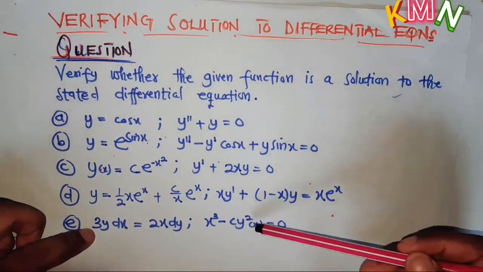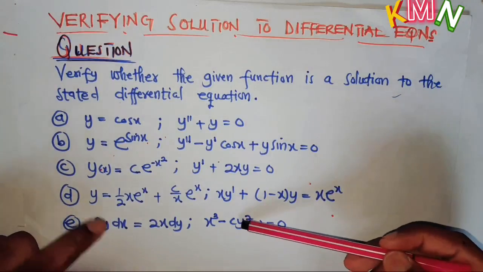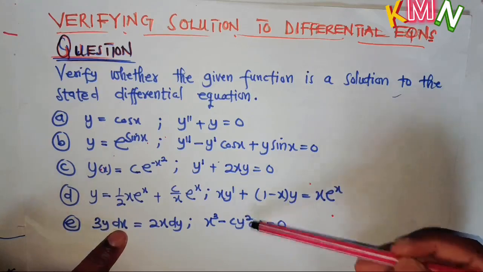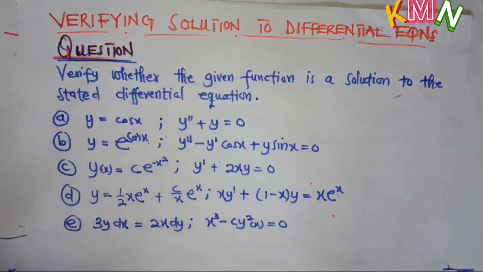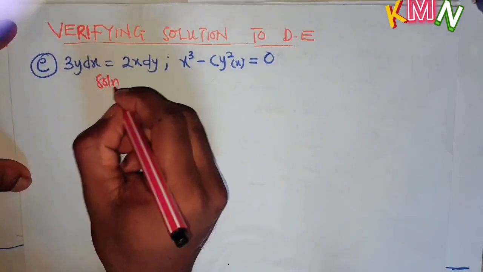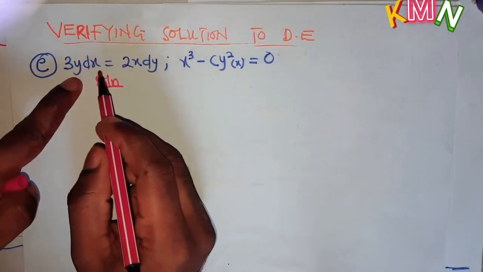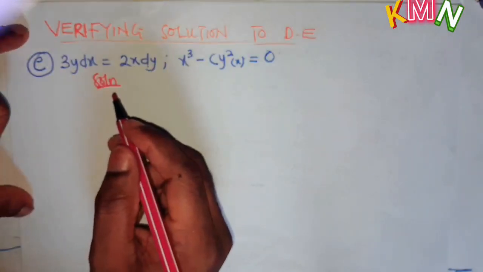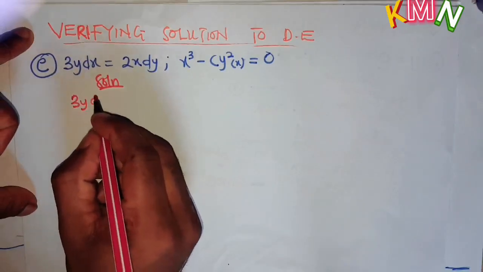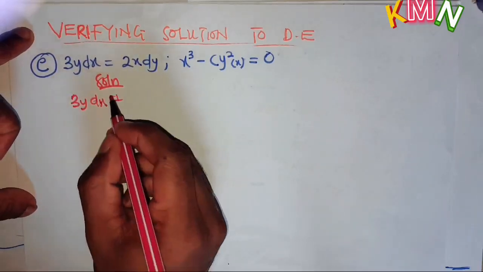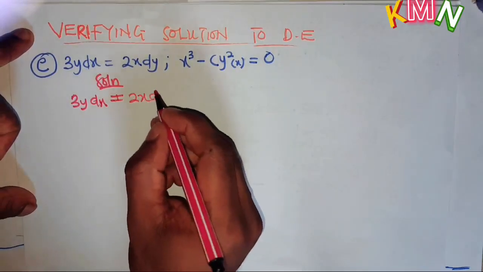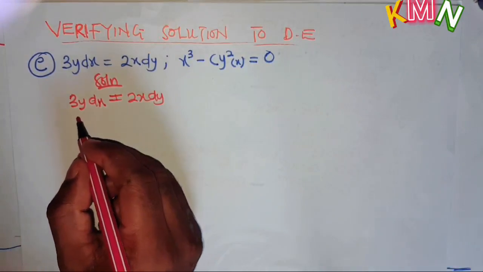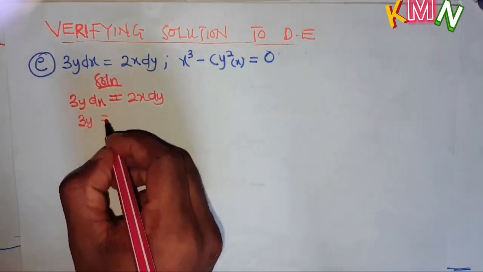Our last example was to verify or show that this over here is a solution to this. Actually, this is the differential equation because we have the derivative in there, and there's a function. So let's look at how it's solved. In this problem, this is our differential equation. So let's try to write it well. We are going to have 3y dx equals 2x dy.